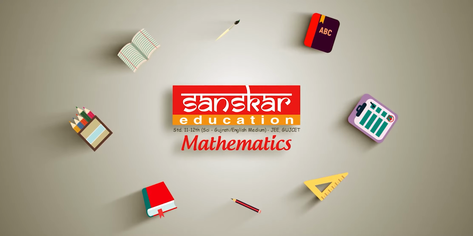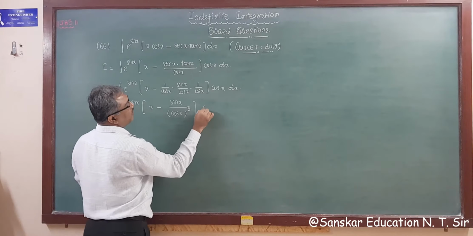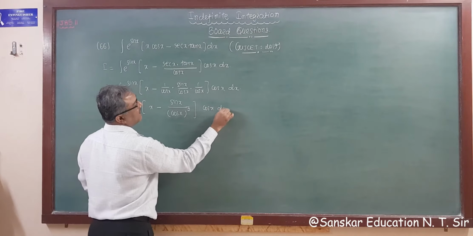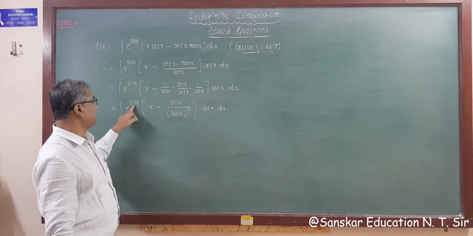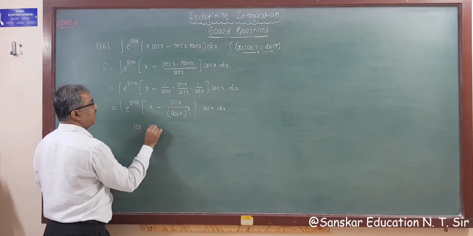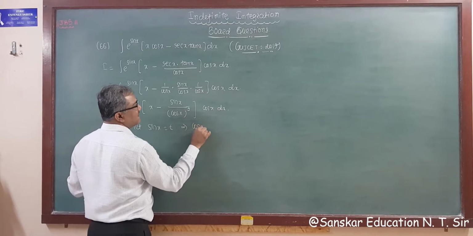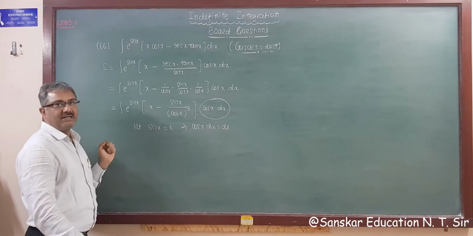हाँ. Now this is integration e raised to sin x, x minus sin x whole upon cos x raised to 3, right, into cos x dx. Now as we decided, जो हमने तय किया था sin x is equal to t लेने के लिए, right? So let sin x is equal to t. So derivative of this is cos x dx is dt. So this cos x dx is dt, right?